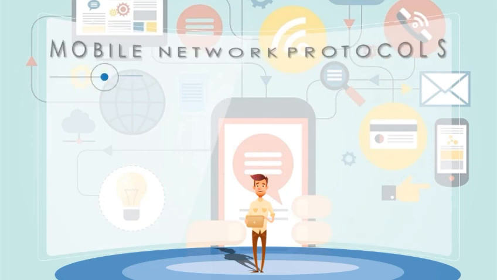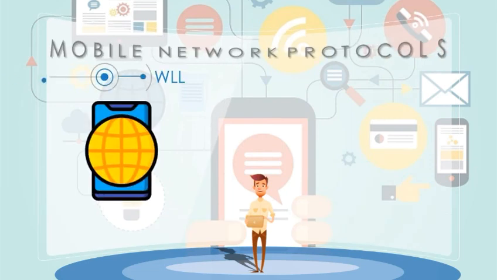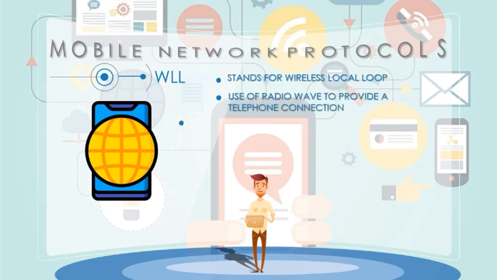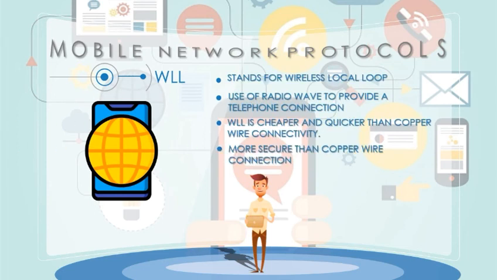The next one we are going to see is WLL, or wireless local loop. It uses radio waves to provide a telephone connection. In the normal case, we have a telephone connection from the exchange by the use of copper cables. Instead of copper cables, here we use radio waves, most commonly nowadays microwave links, to provide this connection.